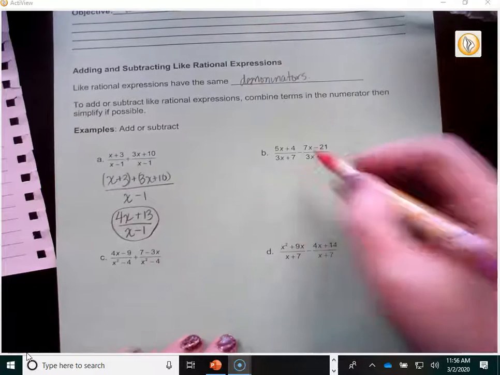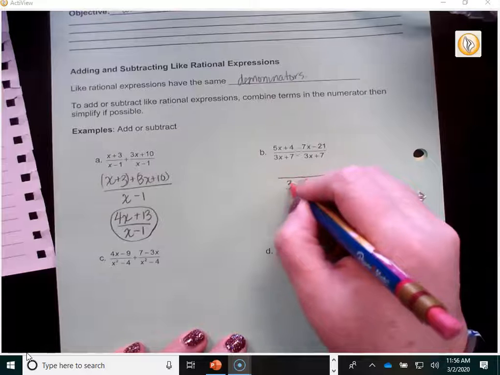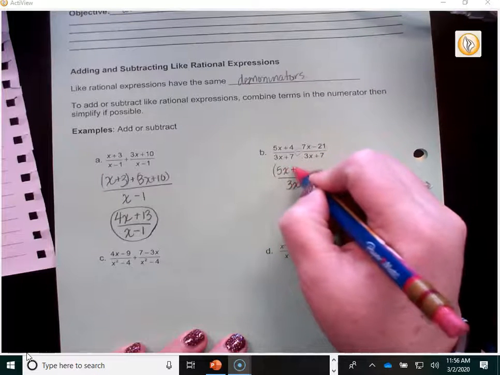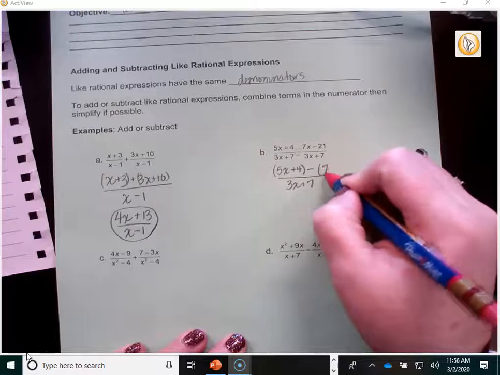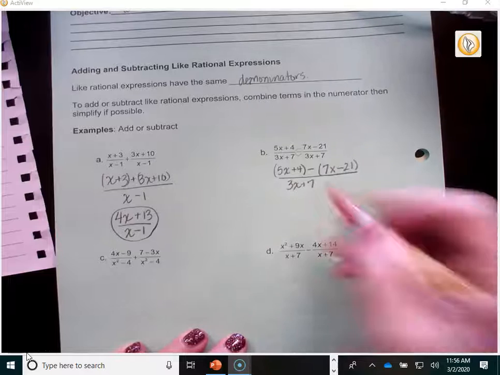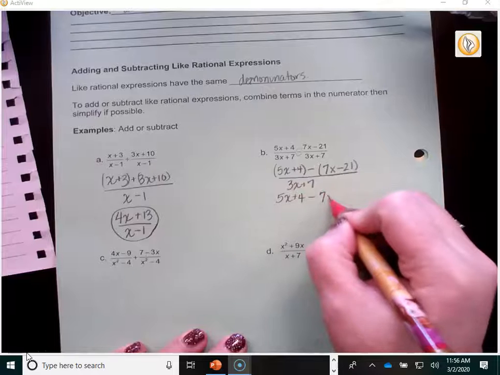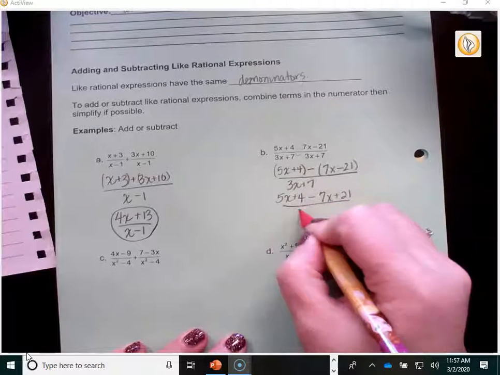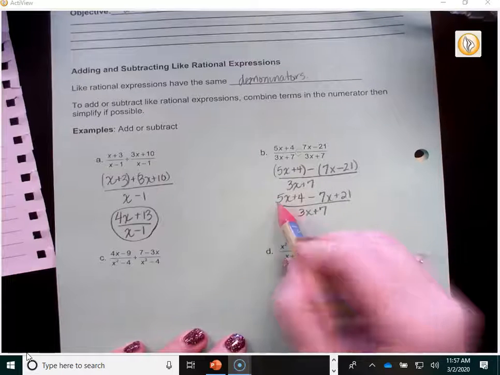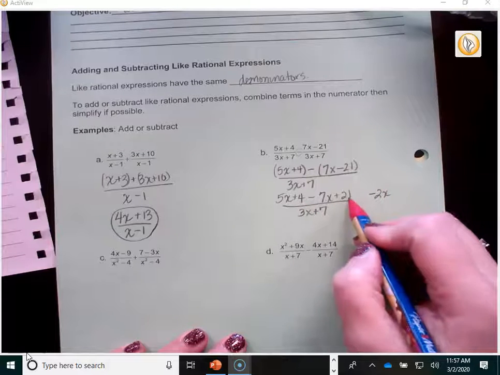Taking a look at part B, you'll notice part B is subtraction. It still has the same denominator, 3x plus 7, but in our numerator we're subtracting. So we have 5x plus 4 minus that second binomial, 7x minus 21. Since it's minus, we've got to distribute that negative through. So we have 5x plus 4 minus 7x plus 21, still divided by our common denominator, 3x plus 7. 5x minus 7x is negative 2x, and 4 plus 21 is 25.